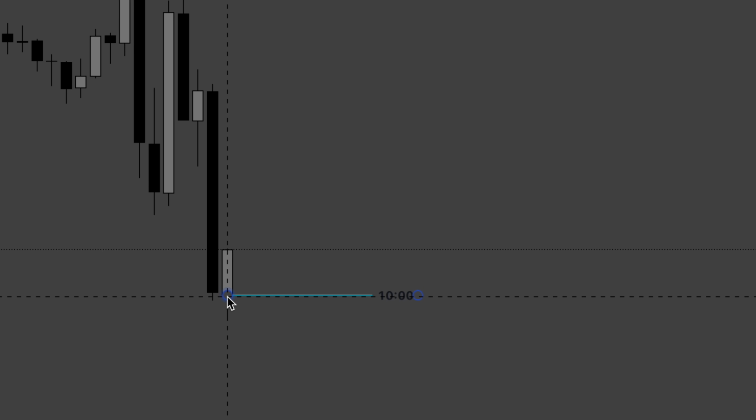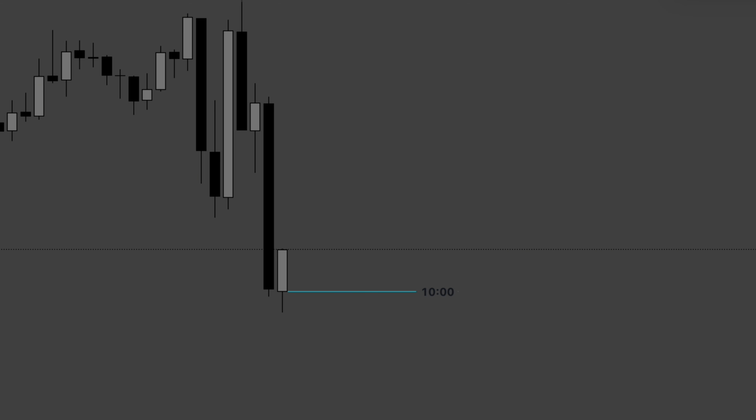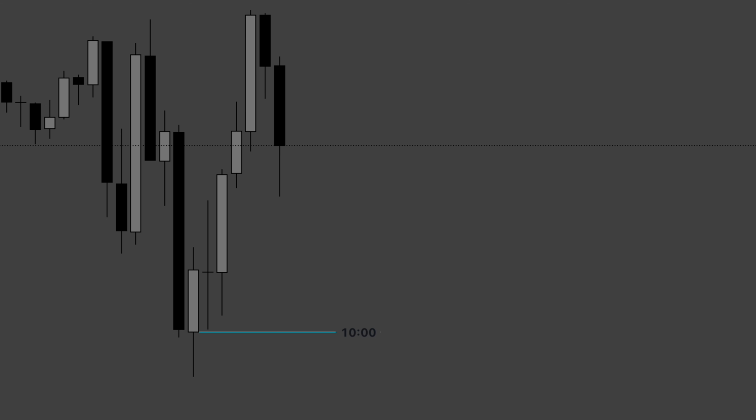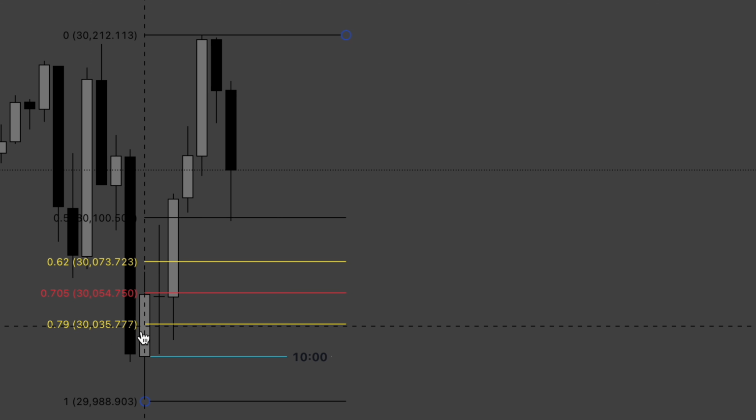So if we look at this example, we can see that as soon as 10 a.m. opens, we first manipulate to create that wick, then we strongly displace in the other direction. Once that happens, with that displacement leg, you want to mark out the fib tool and see if 10 a.m. is at a discounted level. If it aligns with CE of the fib, that makes this trade even better.